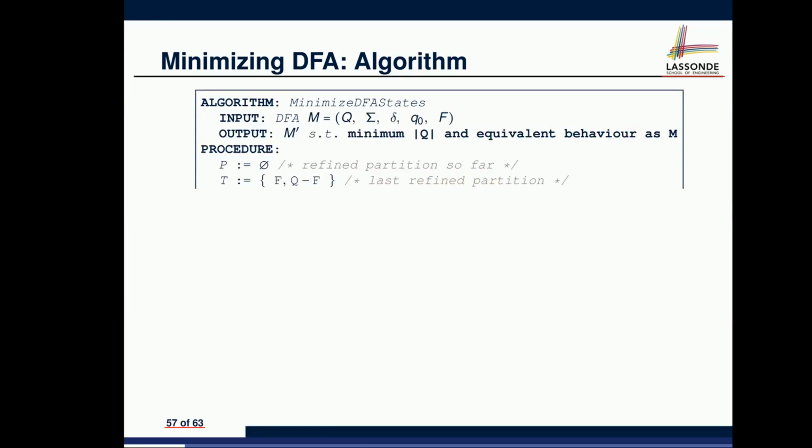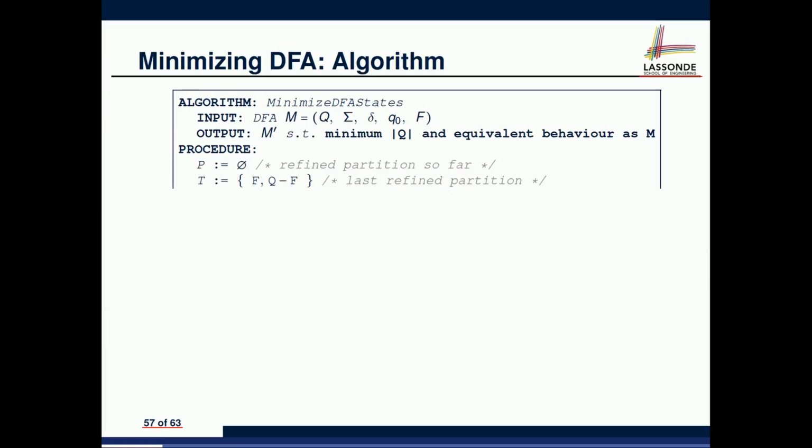Okay, let's go back here. Initially we're just going to say we have P, just say empty set. We're going to use these two variables. They're going to be a swap, in some way. And then T here will just be basically the last refined partition. Basically, we'll start with this. This is a partition we start with: F and Q minus F.